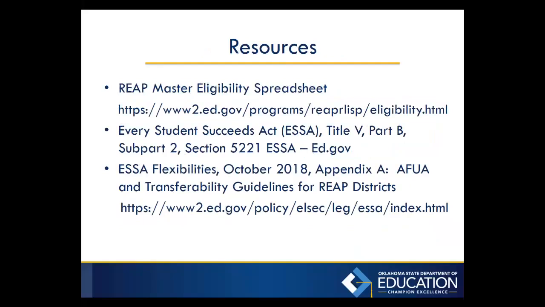This next slide is just some resources. If you would like to find out what data was used in order to determine you being eligible to receive RLIS, you can go to the email address that's listed on here. It's the REAP Master Eligibility Spreadsheet. Also, at ed.gov, if you want to read more about the Title V, Part B, Subpart 2 RLIS, you can go to the website that's down below.